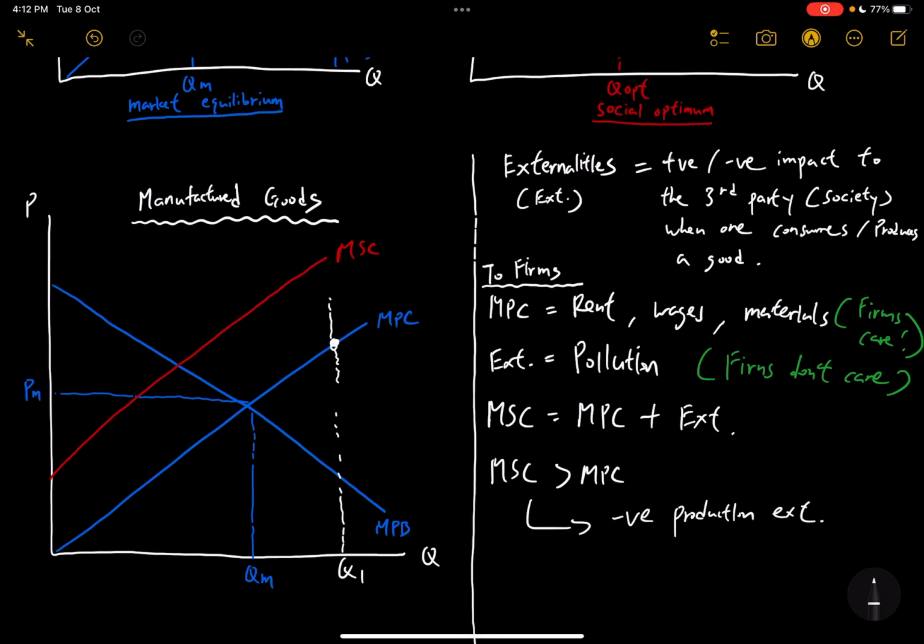And then MSC is right there, above it. So you are able to find out that, or even if I use another quantity, let's say Q2 here. At Q2, MPC is right here and MSC is right here. So which is basically telling you that MSC at any quantity will be bigger than MPC, because of one particular element which causes this to happen.